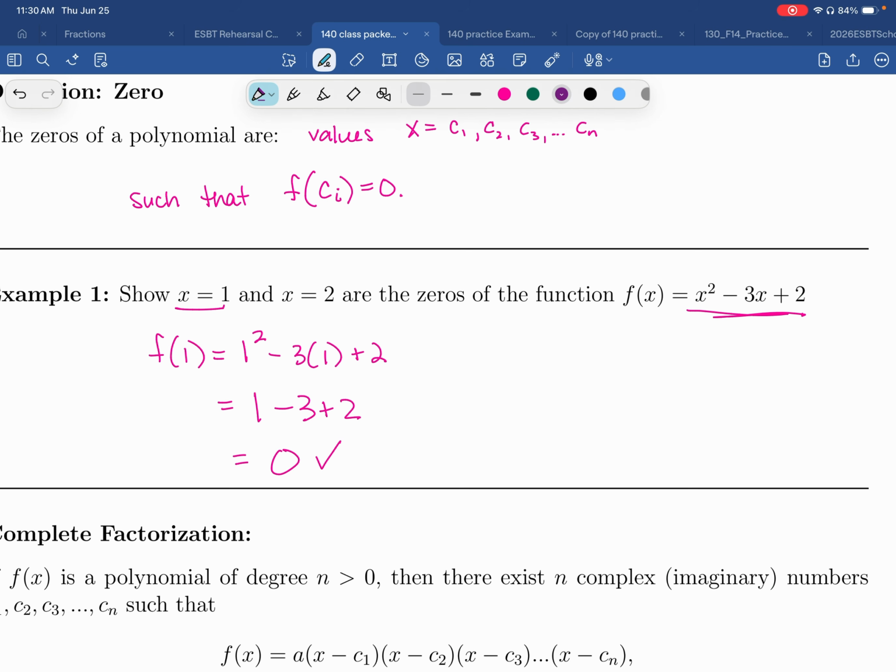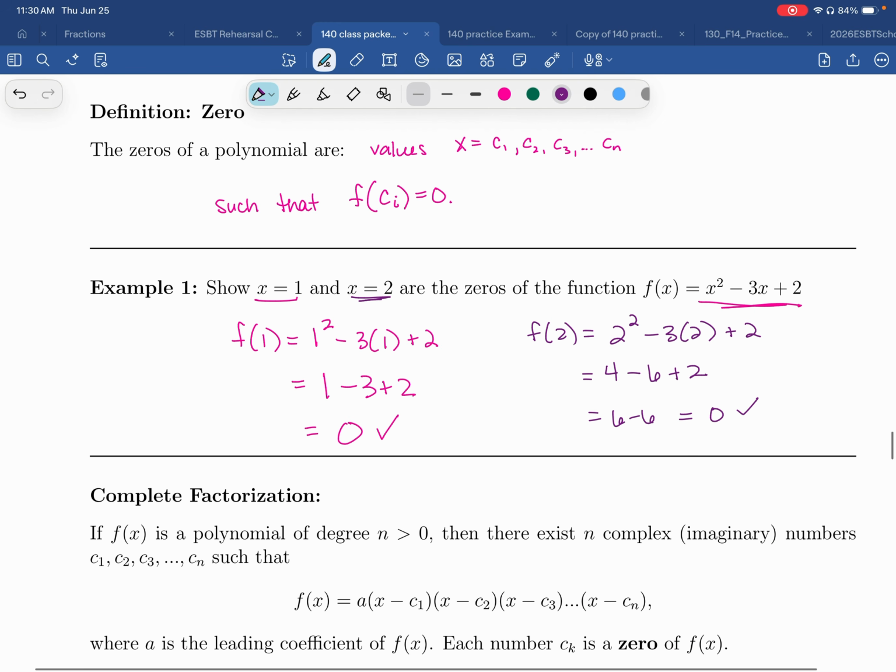Then we're going to repeat that same process with our x equals 2. So f of 2 equals 2 squared minus 3 times 2 plus 2. So 2 squared is 4, minus 3 times 2 is 6, plus 2, and 4 and 2 is 6, minus 6 gives you that 0 you were looking for. Okay, so all we're doing here is verifying that x equals 1 and x equals 2 are zeros of that function, because when you plug them in, you get 0.